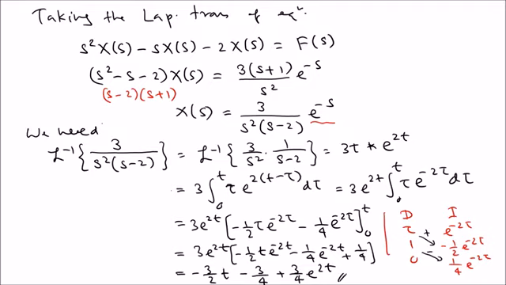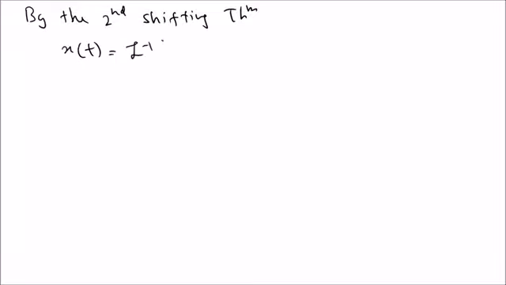By the second shifting theorem, we have x(t), which is the L inverse of 3 over s squared (s minus 2) e^(-s). So that means you're going to shift by 1.